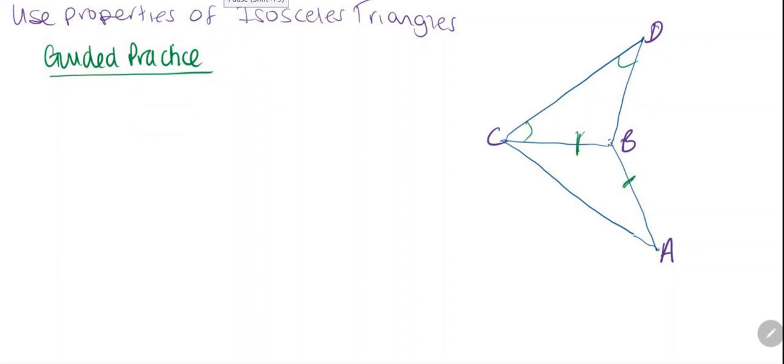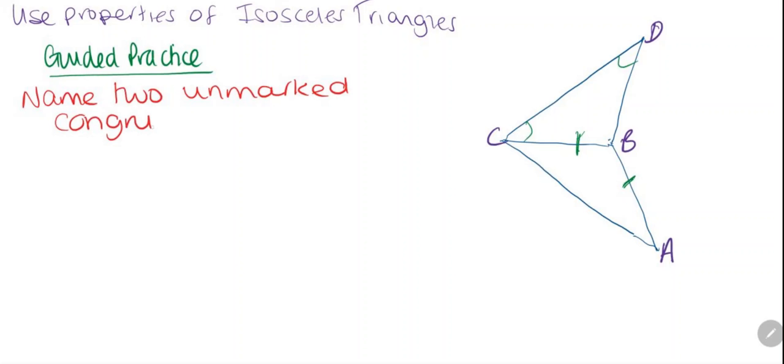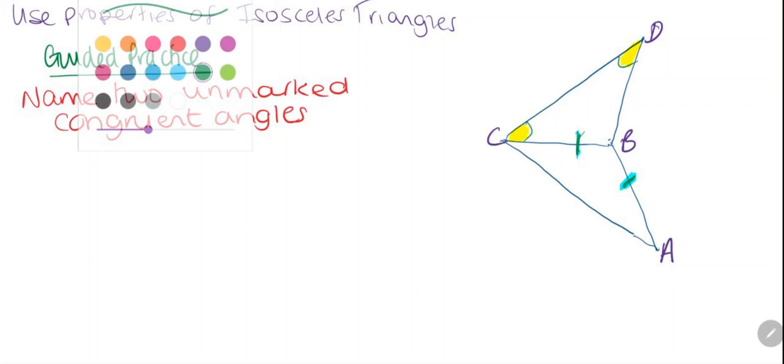So, guided practice. We've got two triangles here, and we are going to name two unmarked congruent angles. If we look here, we've been given these two angles, so we cannot use those. So we need to look for something else. Now we've been given two congruent segments, so we can use those.